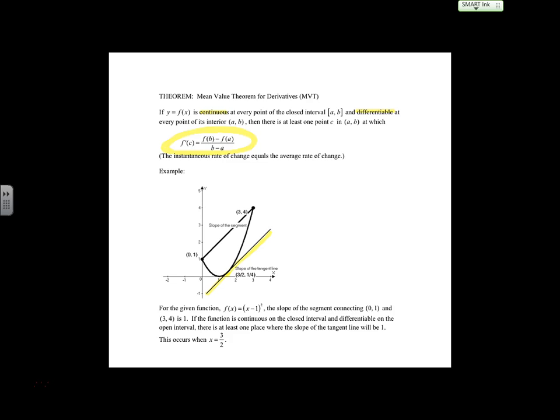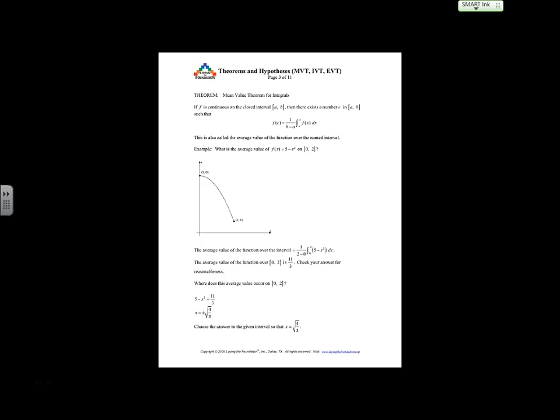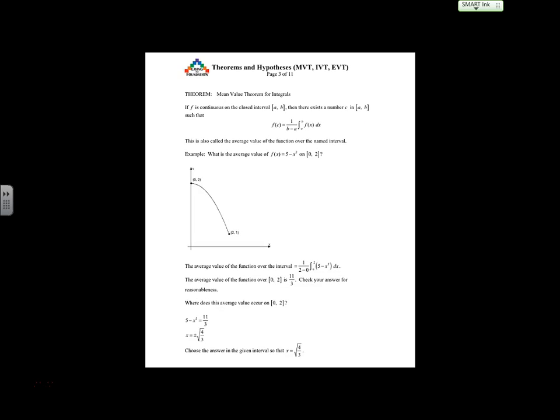We can say it lots of different ways. One way that we said it, I think we even put this in our card, instantaneous rate will equal the average rate at least somewhere. When you see instantaneous rate, what do you think of? Derivative. When you see average rate, don't you think of f of b minus f of a all over b minus a? There we go. You have an example down below, but we're moving on to MVT for integration. Yeah, that's in the paper card.